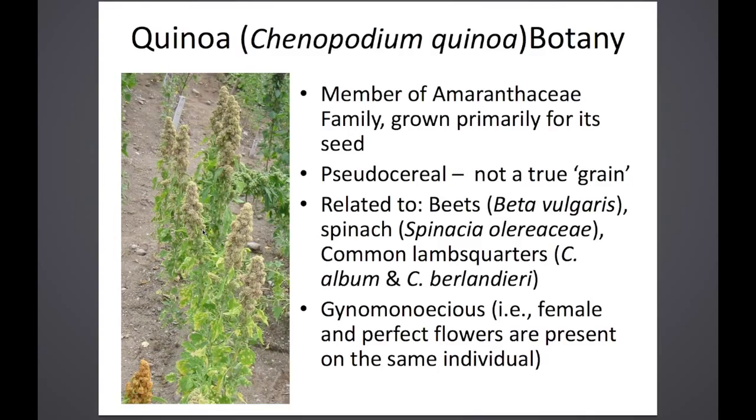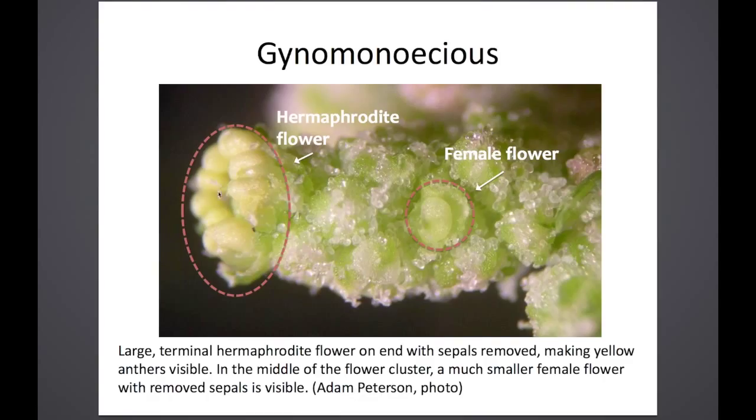It is related to beets and spinach, and also to common lamb's quarter, so Chenopodium album and Chenopodium berlandieri. It's gynomonoecious, so that means it has female and perfect flowers on the same individual plant, and I'll show a picture of that here. This is a photo taken by Adam Peterson, a graduate student who just finished in my lab. This shows, on the left, a hermaphrodite flower. The sepals have been removed, so you can see the anthers here. And then right here, it's a little hard to see, but this is only a female flower, so there are no anthers in this flower.